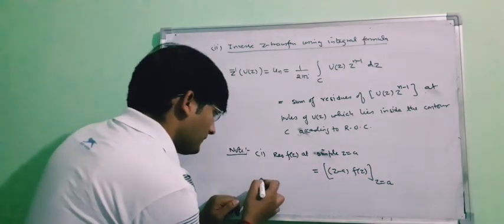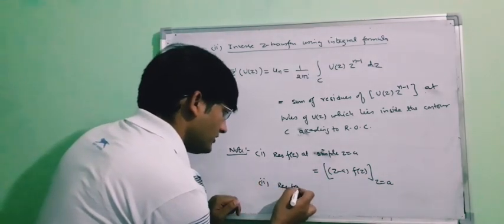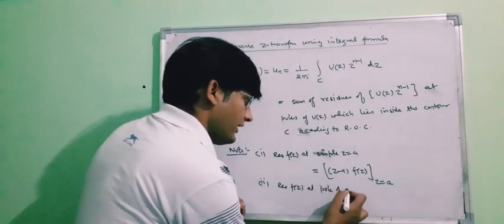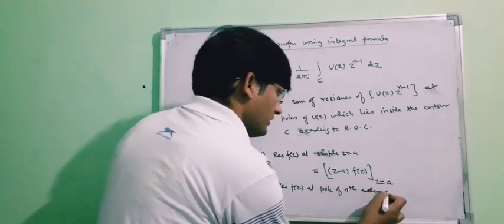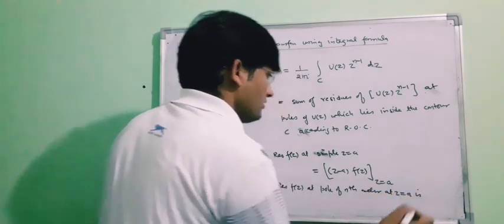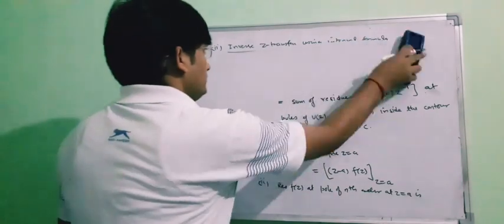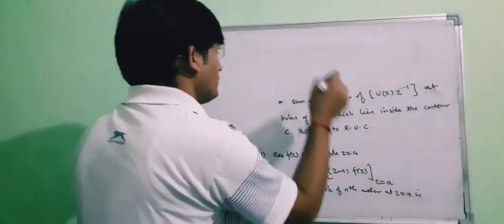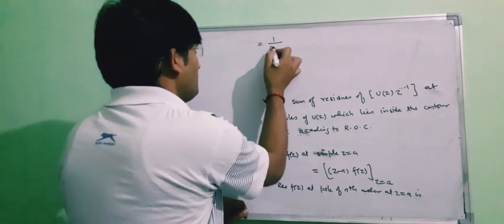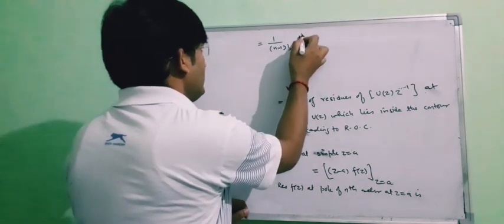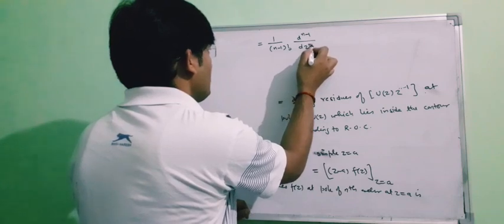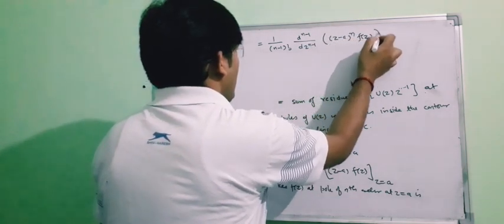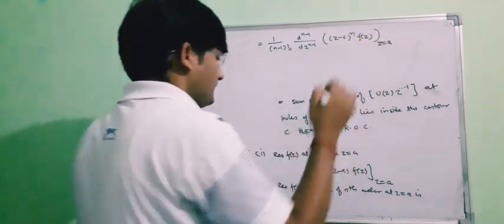And then the residue of f(z) at a pole of nth order at z equal to a is equal to 1 upon (n minus 1) factorial, d^(n-1) upon dz^(n-1) of (z minus a)^n into f(z), at z equal to a.